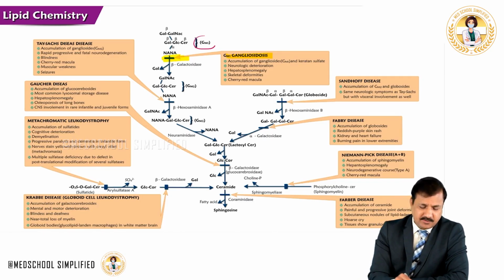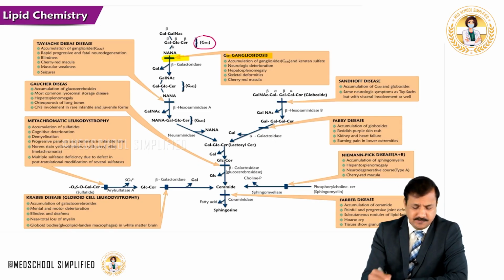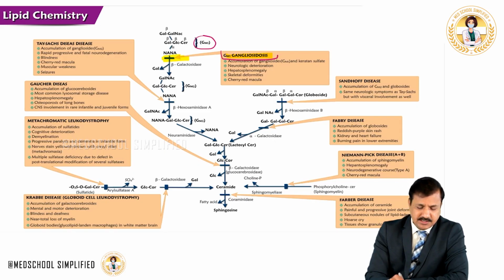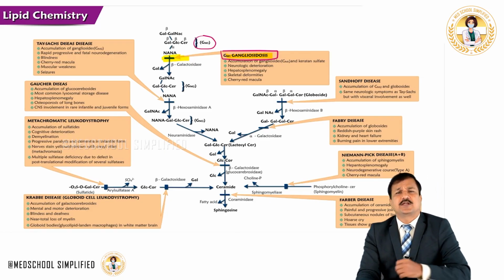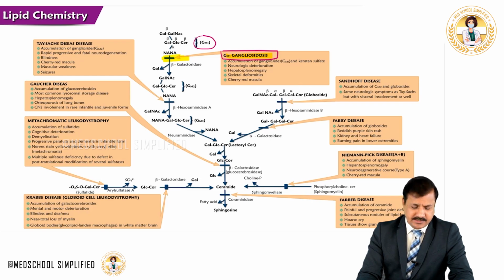So that's why there will be accumulation of GM1 ganglioside in the tissue. That is why the name of the disease is GM1 gangliosidosis. We will go over details of each and individual disorders in later slides.